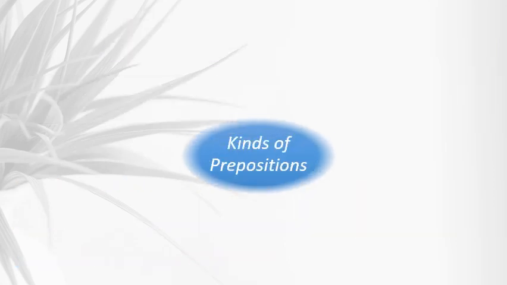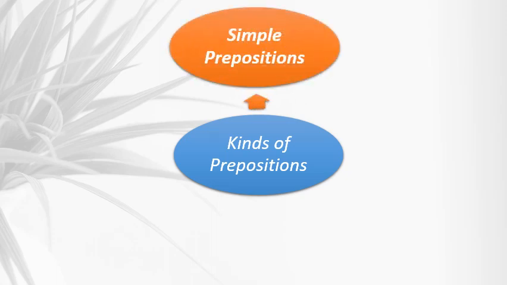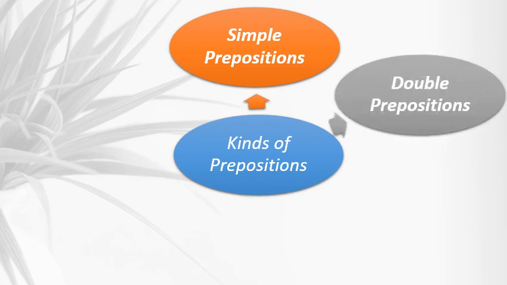Let us see how many kinds of prepositions are there. Number 1, simple prepositions. Means these prepositions are constructed by only one word like on, at, about, with, after, etc. Number 2 is double preposition. Means these prepositions are formed by combination of two or more simple prepositions. For example, into, within, upon, onto, etc.